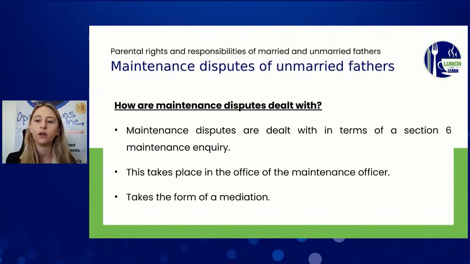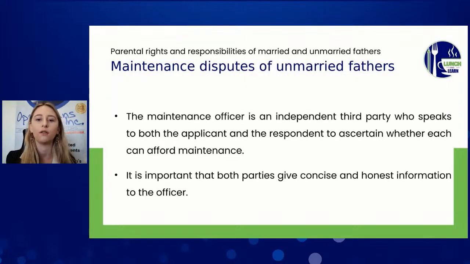So we've said now, maintenance disputes are dealt with in terms of the Section 6 maintenance inquiry. So the applicant can, by way of the J101, apply for maintenance as a first-time maintenance application, or the respondent or the applicant can apply for a variation of an existing maintenance order. And this is in terms of the J107 application form, for either applying for an increase or decrease of the maintenance amount in the existing maintenance order. Then it will first go through to the Section 6, held in the maintenance officer's office, mediation style, and then they can reach an agreement and they can either sign a consent form, which is the J214, or if there's a disagreement, it will be referred to a formal court hearing known as the Section 10. So the maintenance officer, we know, is an independent third party who speaks to both the applicant and the respondent to ascertain whether they can afford maintenance.